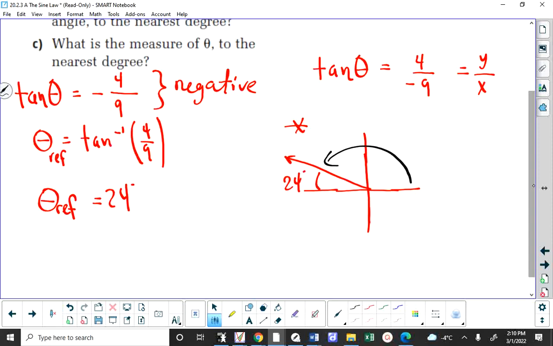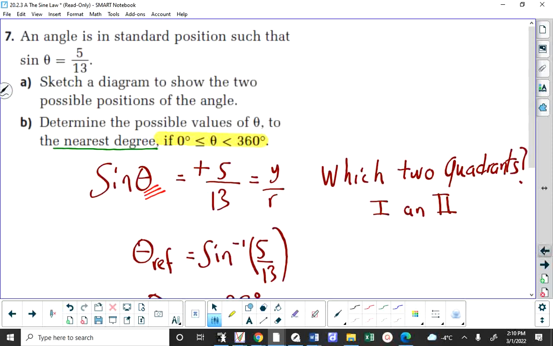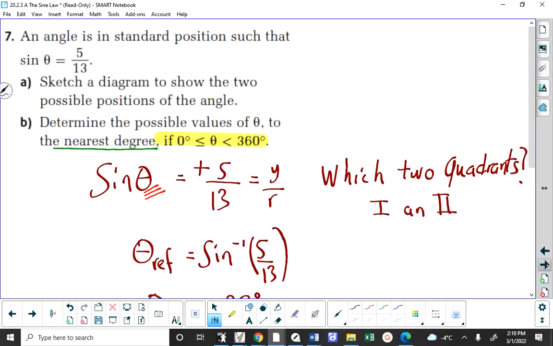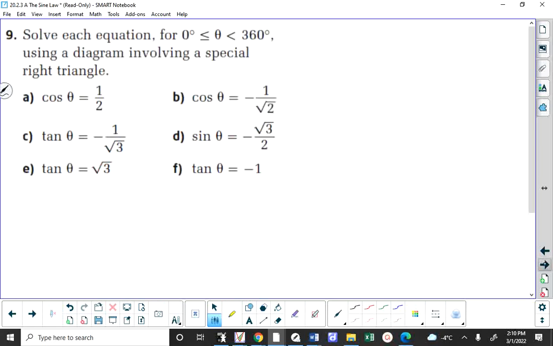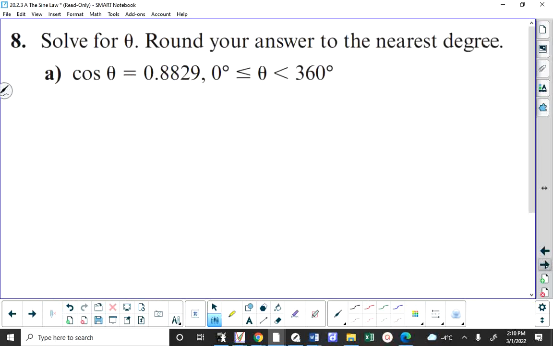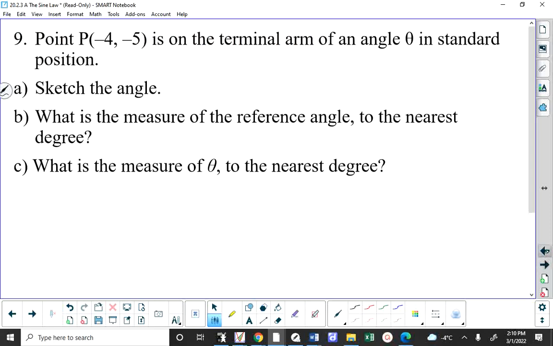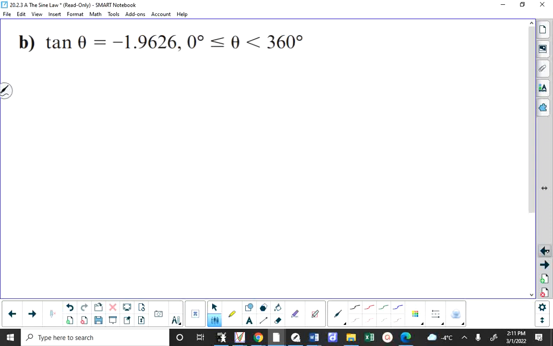Does anybody have any specific questions you would like me to go over, let's start with the textbook. That would be anything from questions 7, 9, 12, or 13. What about the additional problems on page 25 of your handout? I think it was 8, 9, 10. Any questions from any of those?